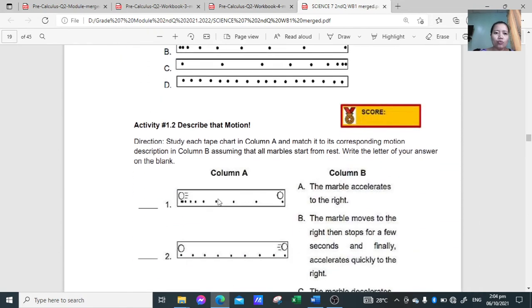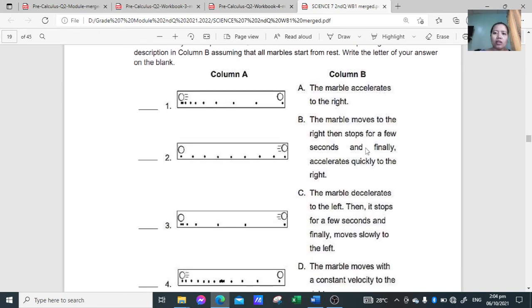Let's go forward for activity 1.2, describe banked motion. You are going to study each tape chart for column A and match it to the corresponding motion description in column B, assuming that all marbles start from rest. Write the letter of your answers on the block. So you are going to write the letters here from the column B.